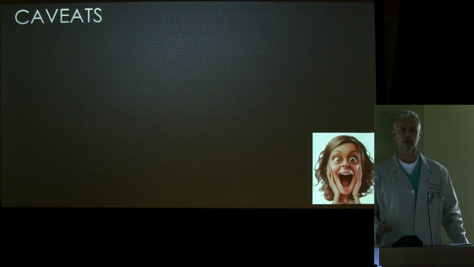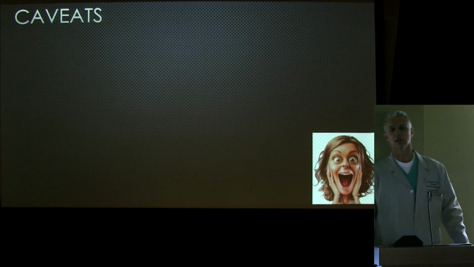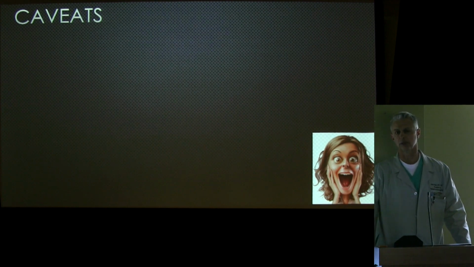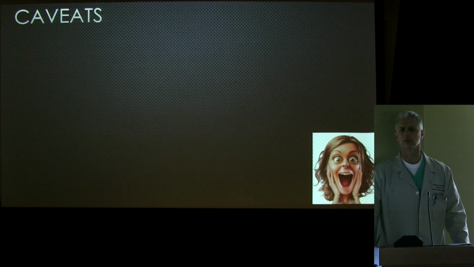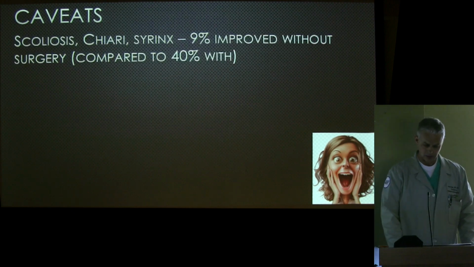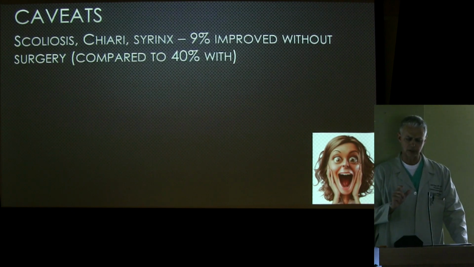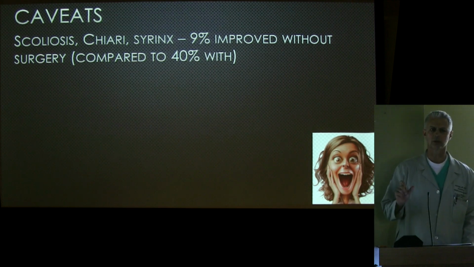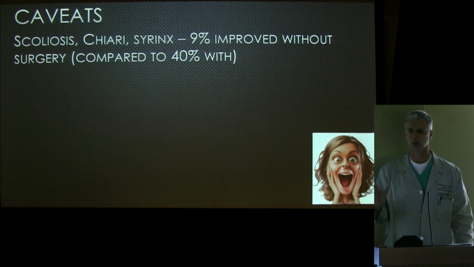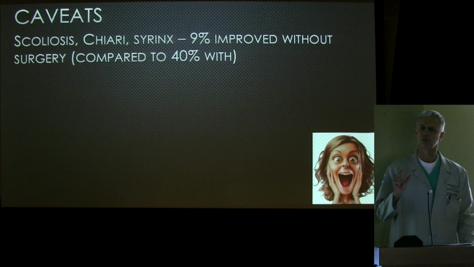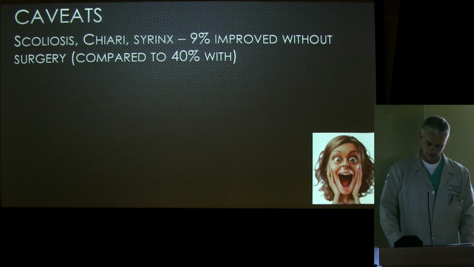Now, let me tell you the thing that makes this interesting, the caveats. Okay, that seems simple, right? You've got a Chiari, you've got Syrinx, you've got scoliosis. Oh, automatically you need surgery. Well, hold on, because 9% of patients who have that situation get better without surgery at all. So 4 in 10 patients get better with surgery. 1 in 10 patients gets better without doing anything. And you got to be careful.